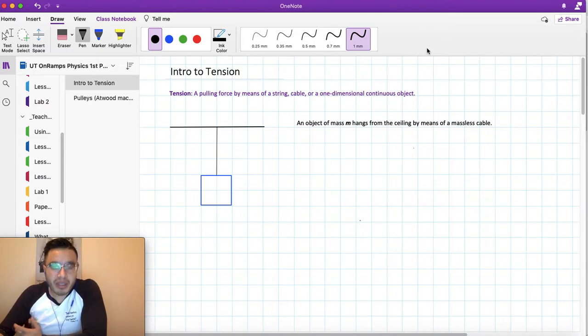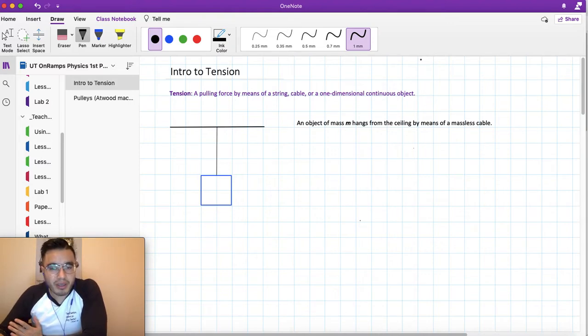One of the things you'll see when we're dealing with tension is that usually the string or cable is considered to be without mass, or massless, meaning the mass is so small that we neglect it. It's a negligible mass, okay? It just makes the math a lot easier. So let's just run with it, massless cable.